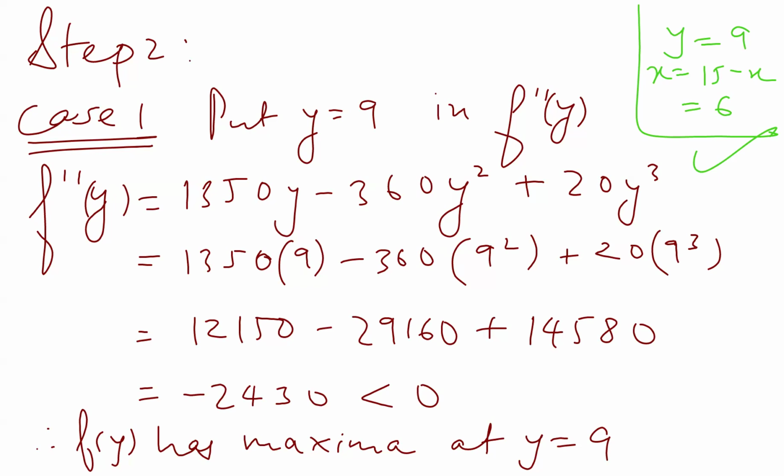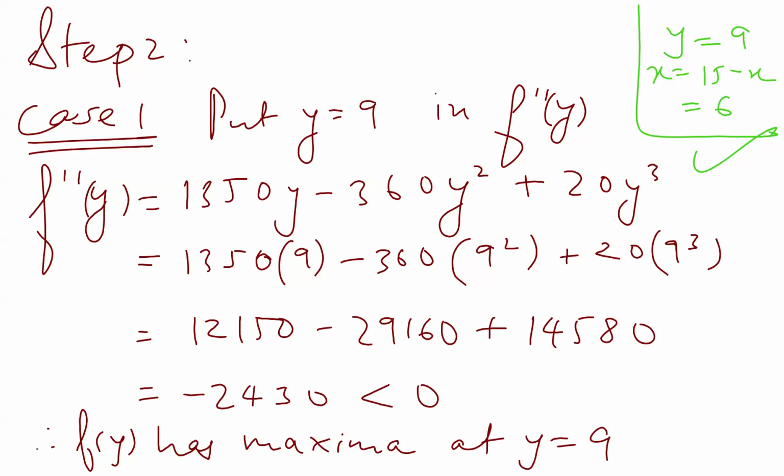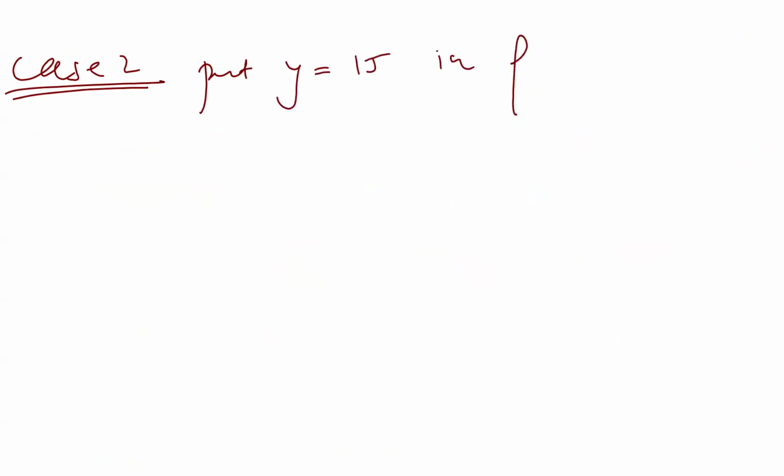Okay. So guys, this was case one. We have to work on case two as well because we got one more value of y, and that particular value of y is 15. So we have to repeat the same thing for y equal to 15. Case 2, put y equal to 15 in f double dash y.